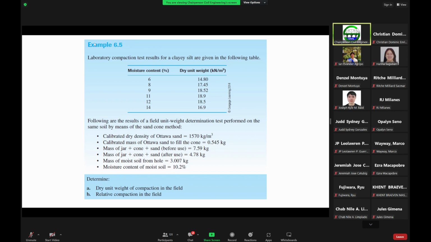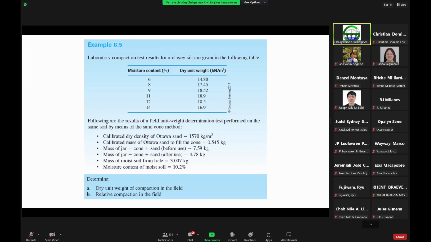And then we try to do some tests in the field. So these are now the data that we got in the field. These are the calibrated values, and these are the values derived as what was provided in the discussions earlier.